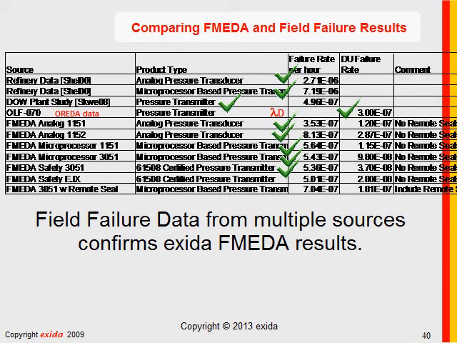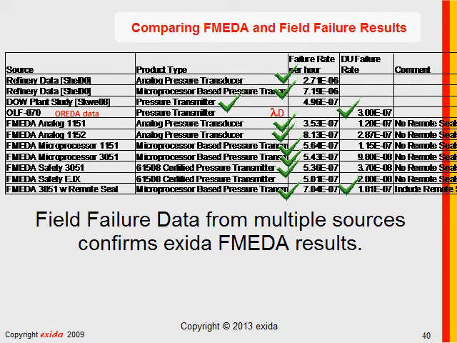But OREDA does not state whether the pressure transmitter data includes impulse lines or manifolds or remote seals either. An FMEDA of a transmitter, including a remote seal, came at 7 times 10 to the minus 7, which is a bit higher than the Dow data. And the dangerous undetected failure rate is close, or getting closer, to the OREDA database.